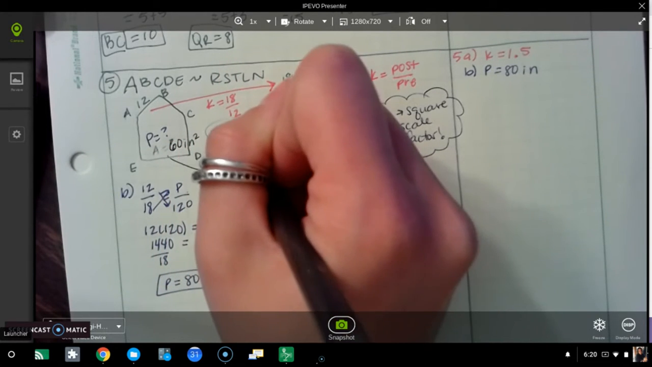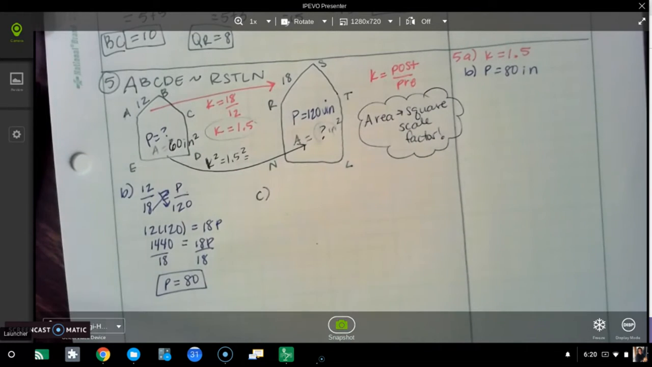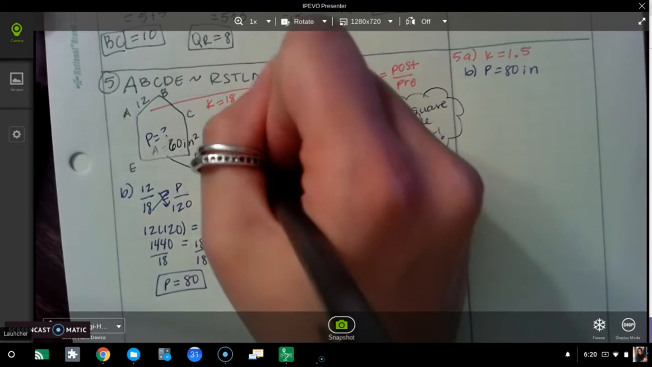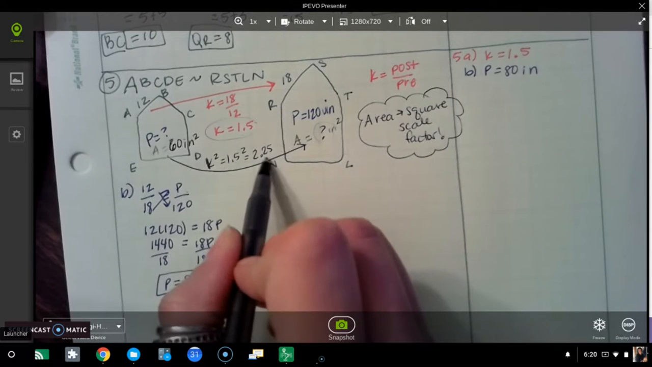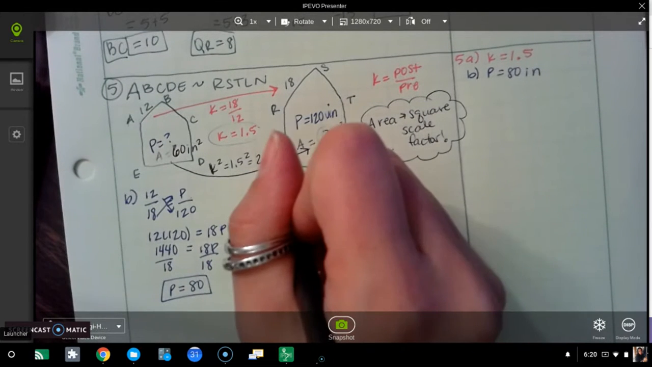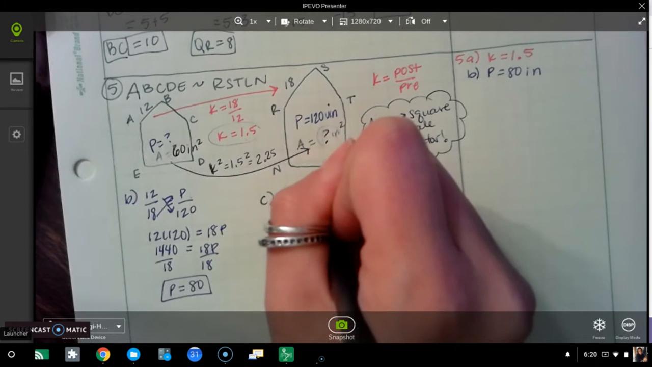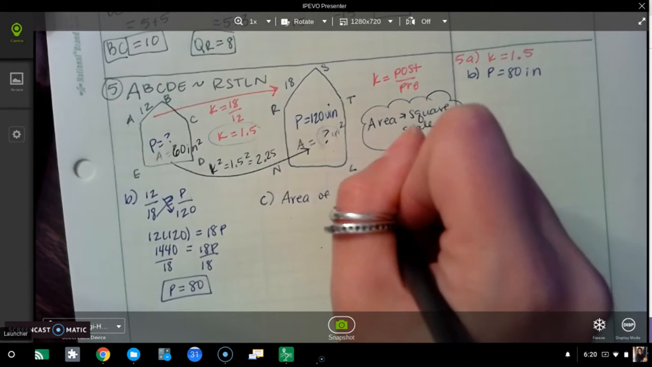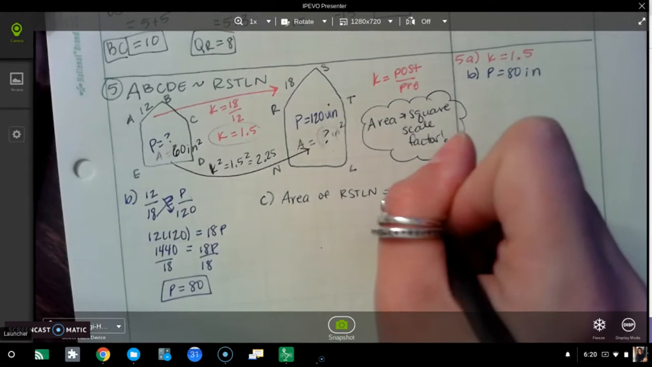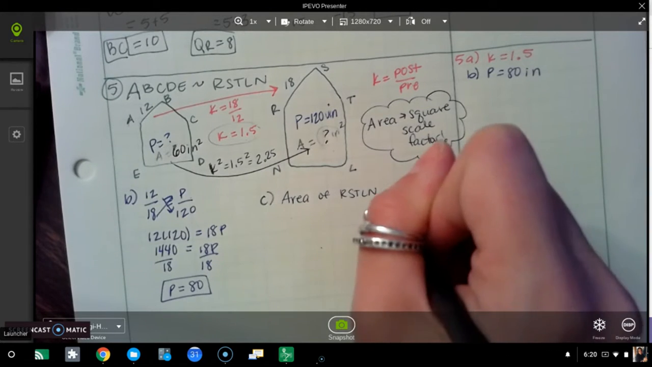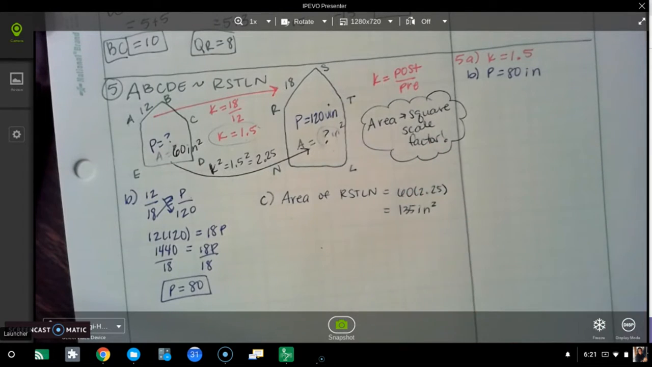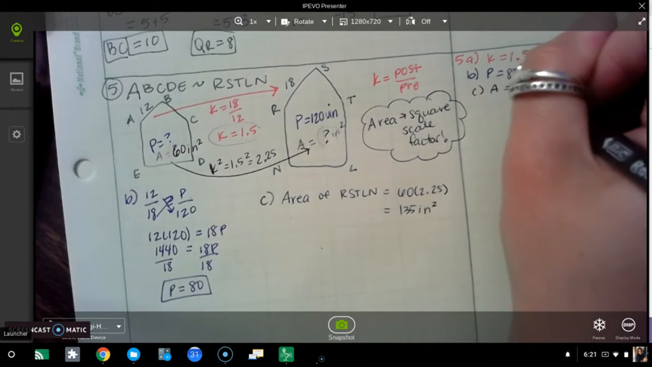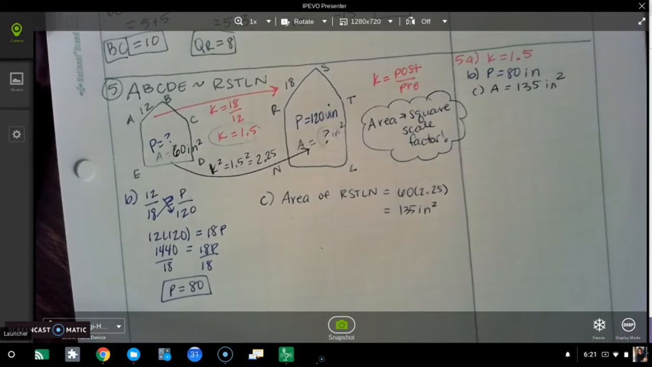And so that's going to give us 1.5 times 1.5 is 2.25. So what that's saying is take my area, multiply it by 2.25 to get my new area. So the area of RSTLN is equal to 60 times 2.25, which is going to give me 135 inches squared. So for C, the area is 135 inches squared.